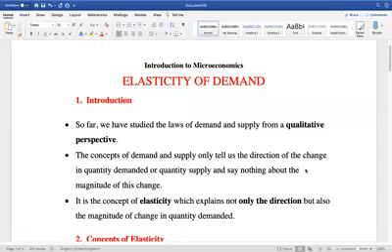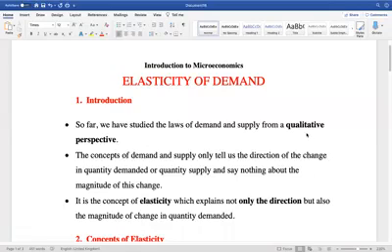So the concepts of demand and supply only tell us the direction of the change in quantity demanded or quantity supplied, and they say nothing about the magnitude of this change. So it is just giving us the direction of the change, positive or negative, but we have no information concerning the magnitude of this change. It is the concept of elasticity, which is what we are looking at today, which explains not only the direction, but also the magnitude of the change in quantity demanded or quantity supplied.